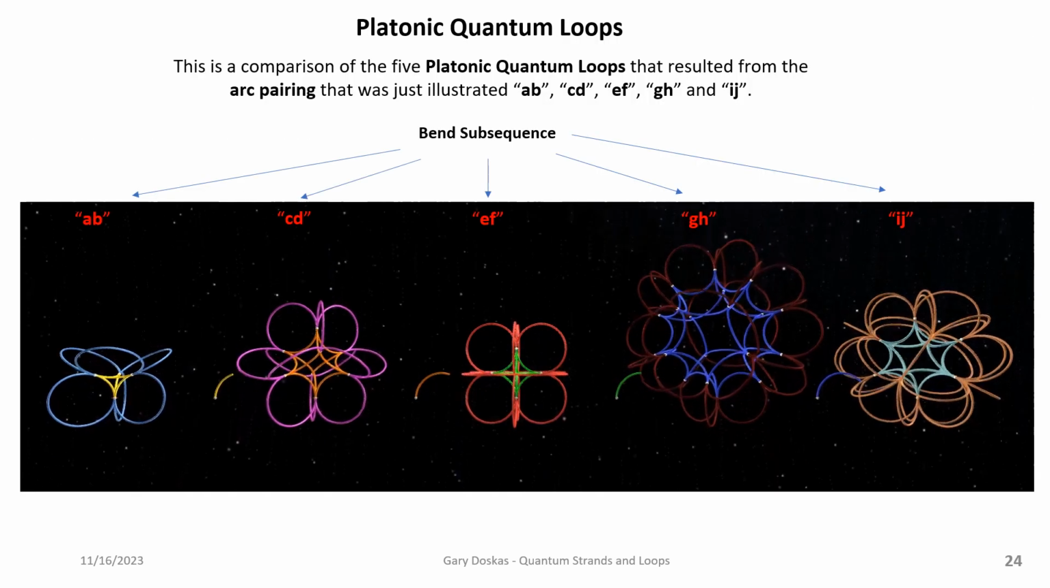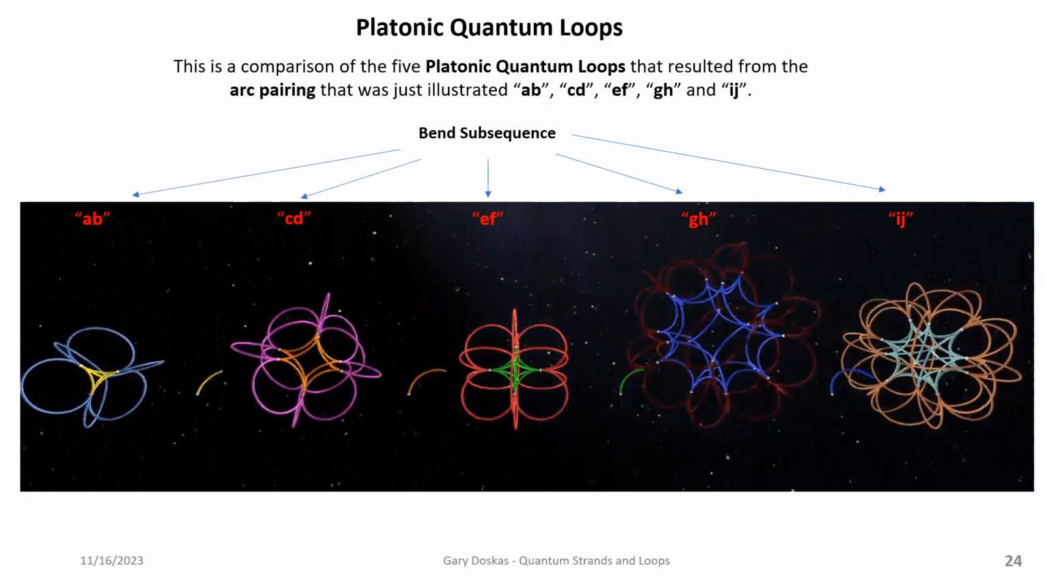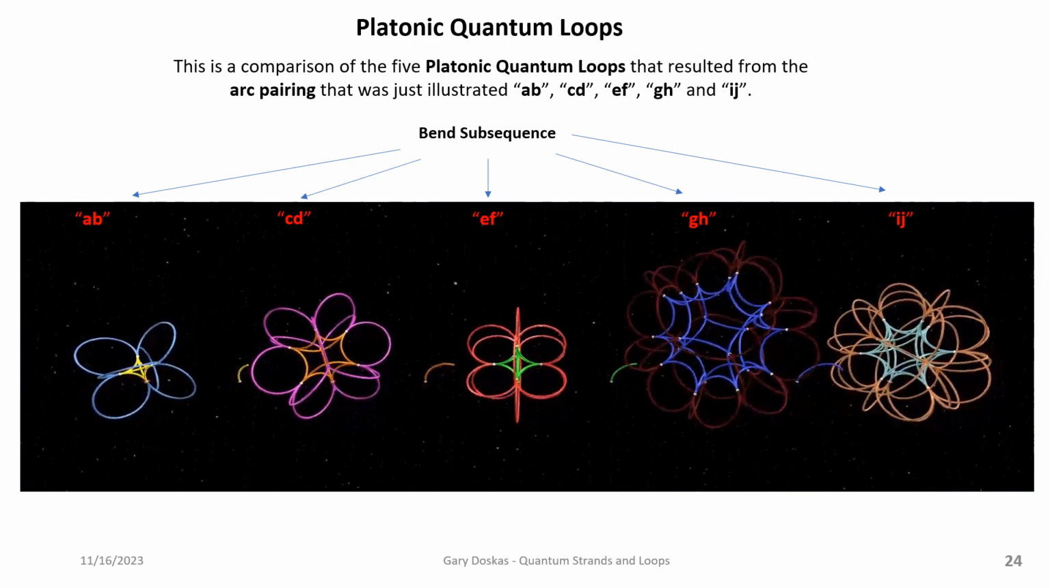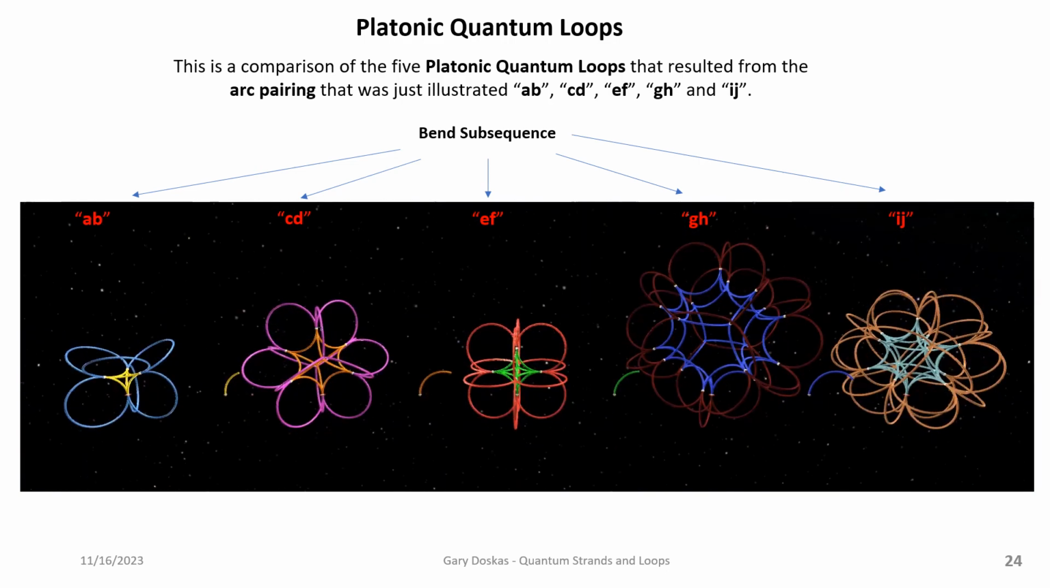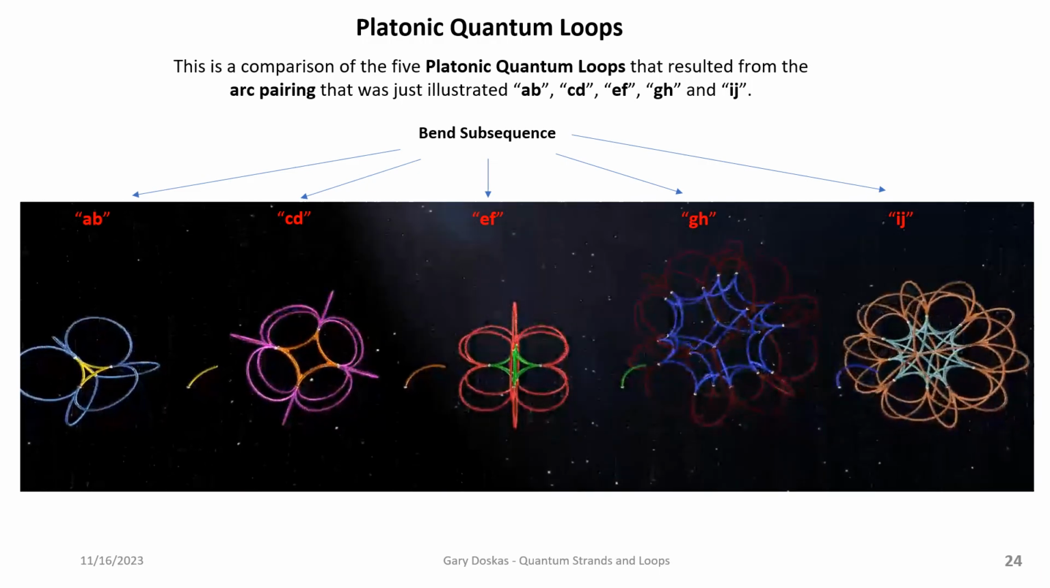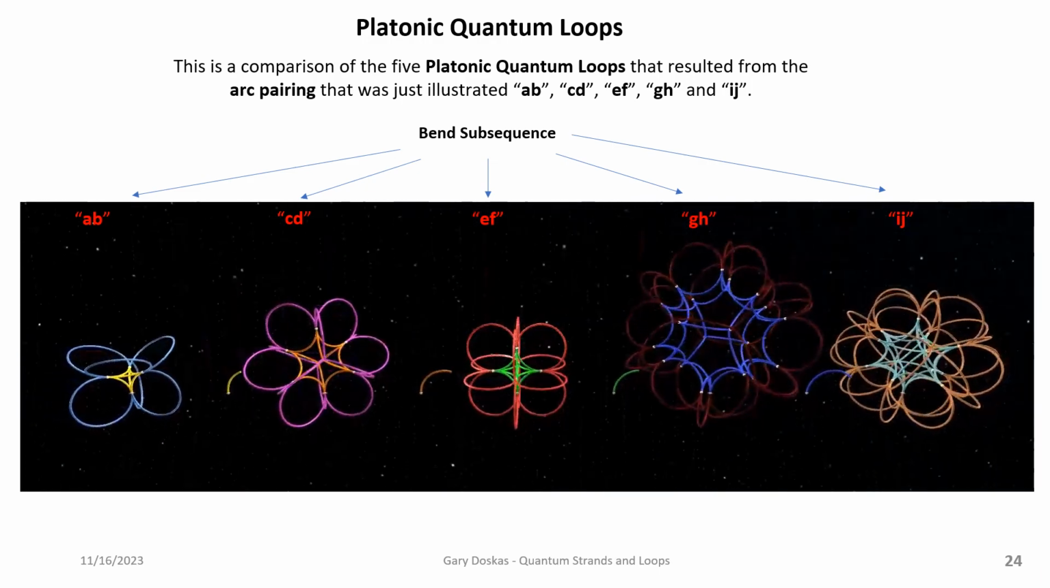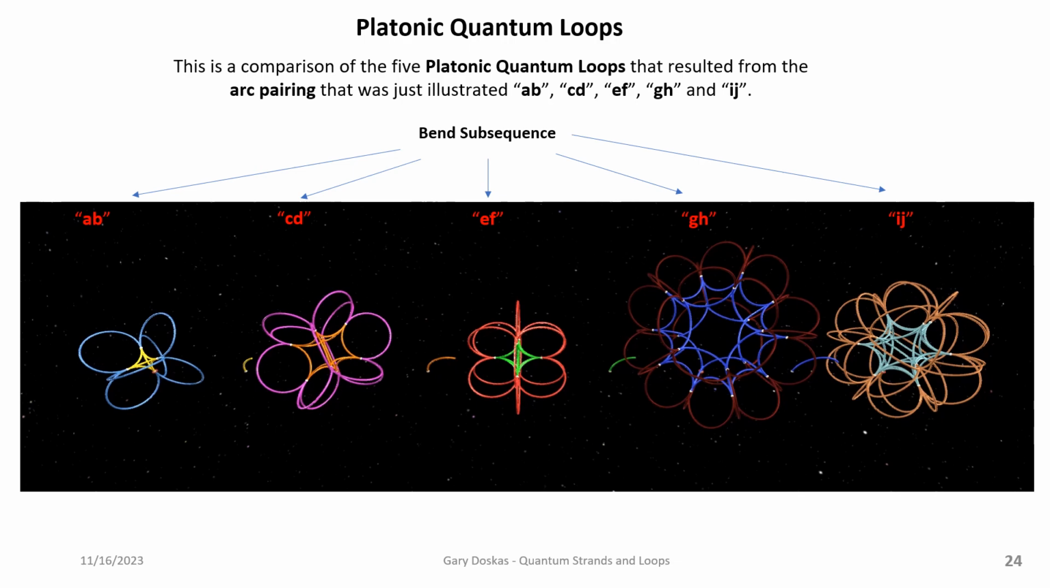Platonic quantum loops. This is a comparison of the 5 Platonic quantum loops that resulted from the arc pairing that was just illustrated for AB, CD, EF, GH, and IJ.